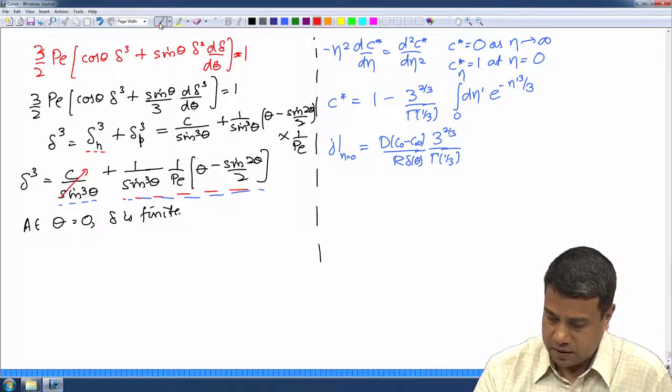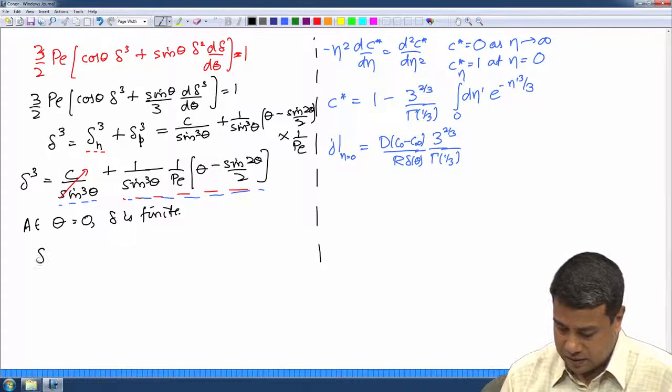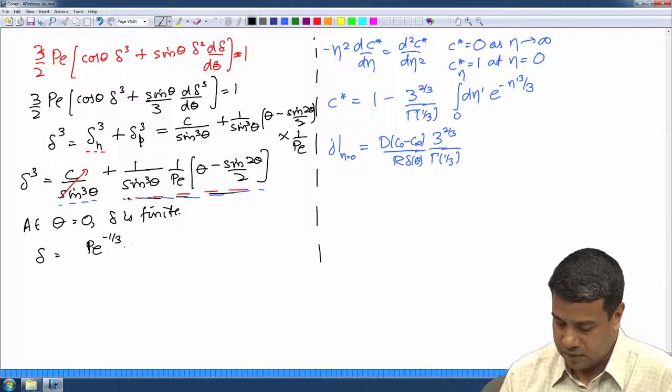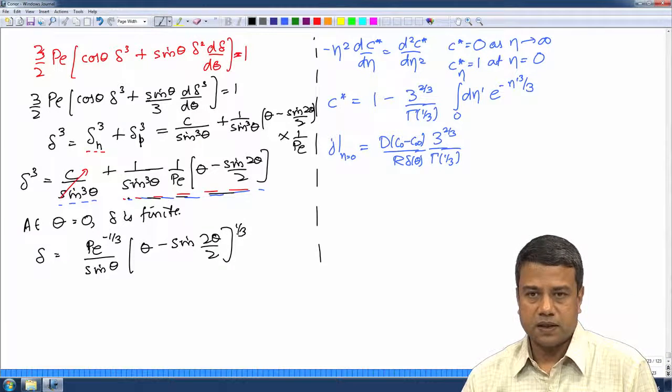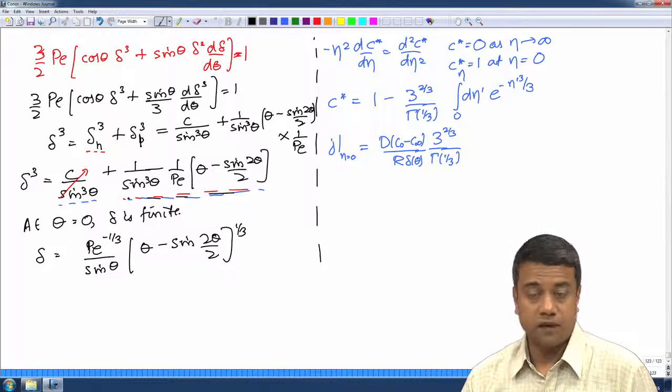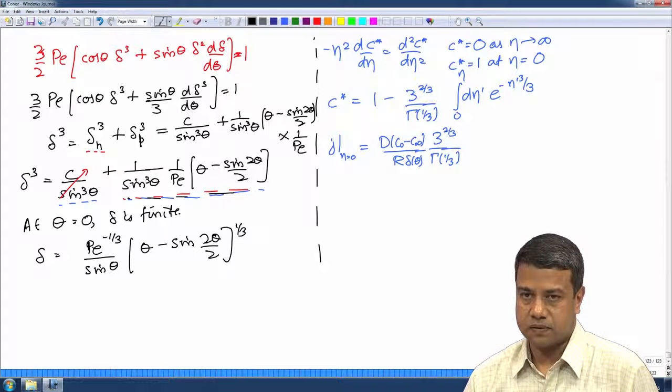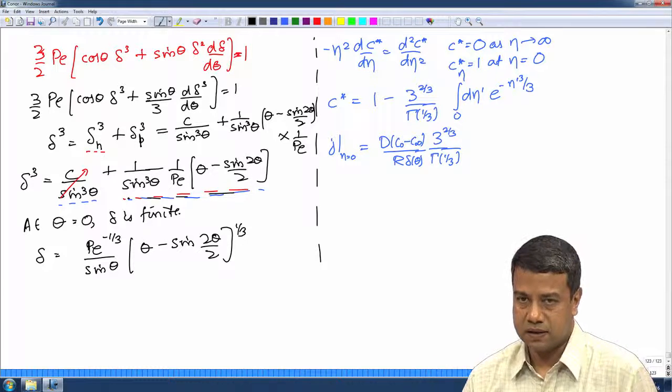And the boundary layer thickness delta will be equal to Pe to the power minus 1/3. I have to take a 1/3 power of this, 1 divided by sin theta into theta minus sin 2 theta by 2, whole power 1/3. Note that the boundary layer thickness once again goes as Peclet number to the minus 1/3 power. That is no surprise. At a solid surface, the velocity has to decrease to 0, therefore, the velocity has to increase linearly.